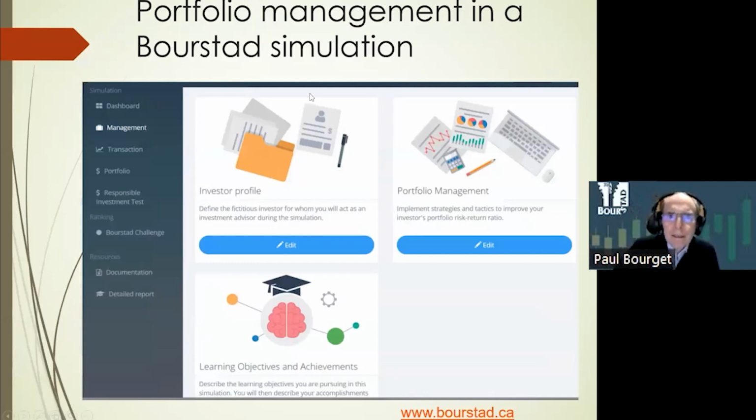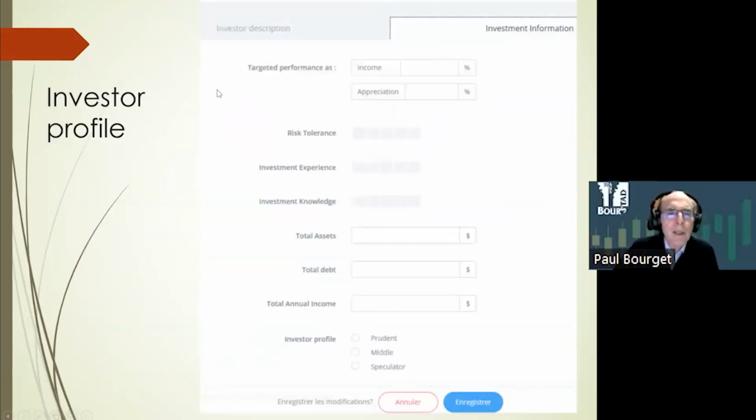Okay. A few features to manage your portfolio in Bourstad: investor profile, portfolio management, learning objectives. So for the investor profile, you have to specify the targeted performance as income per year and as capital appreciation for your investor. When you add those figures, it gives you the targeted annual return. Risk tolerance, very weak, very great. Investment experience, very weak, very great.